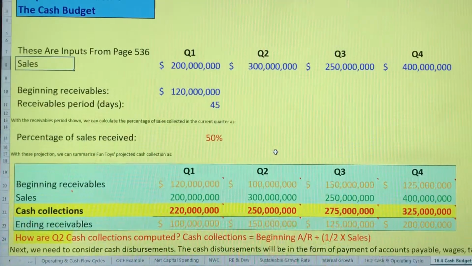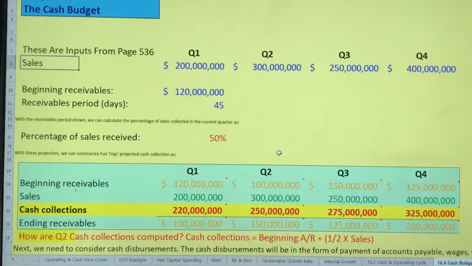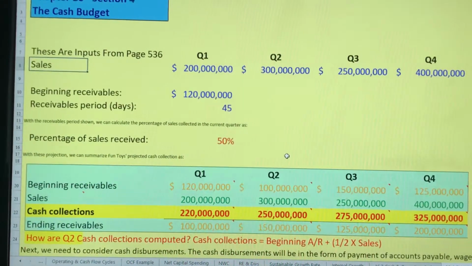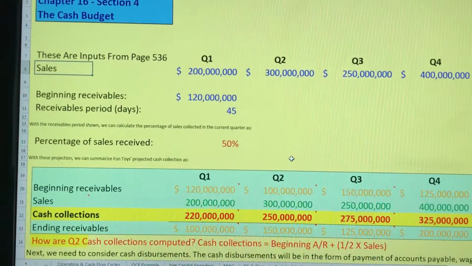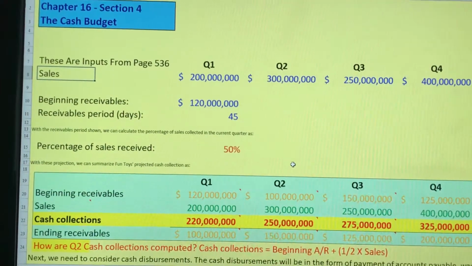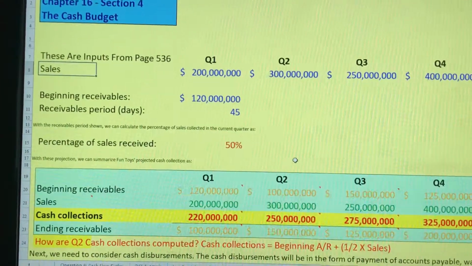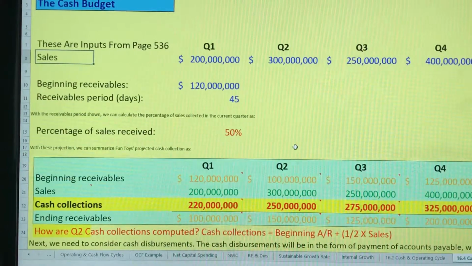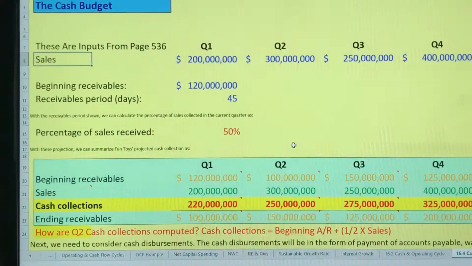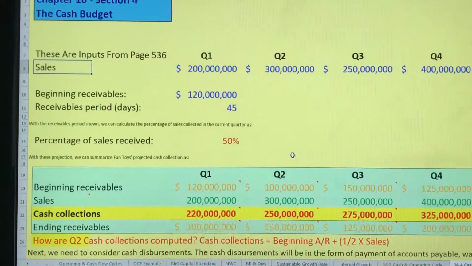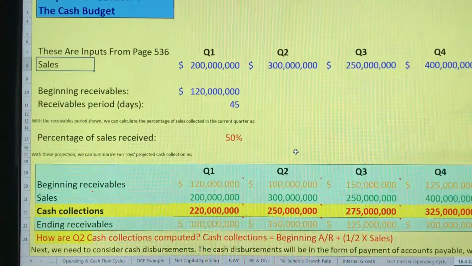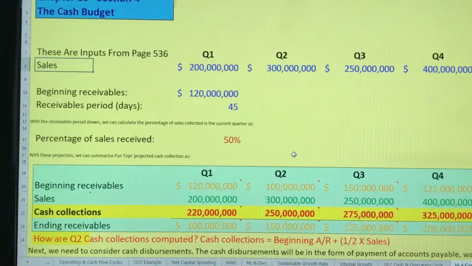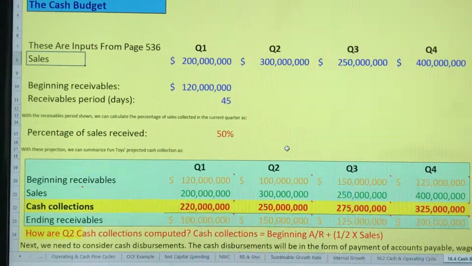Now you have a beginning receivables balance of 120 million, and you have a collection period average of 45 days. Remember, as I said in class, the beginning receivables balance is always the ending balance of the prior quarter. So for example, Q1's beginning balance is 120 million as given in row 10, cell D10. That balance on January 1st of the first quarter is the same exact balance as December 31st of Q4. Okay? So how does this budget work?